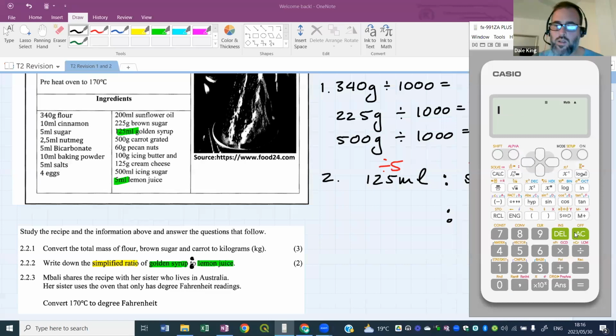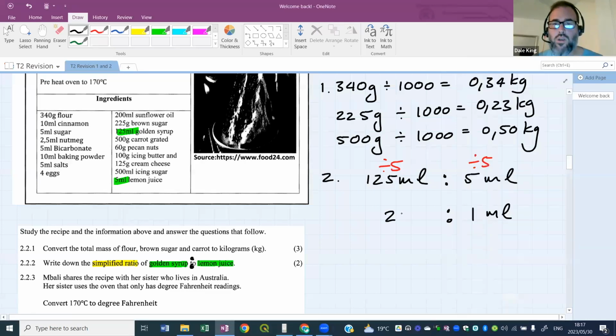125 divided by 5 is 25. So this is 25 on the left. Now, ratios are unitless, so you don't have to write the units there. So 25 to 1 is an acceptable answer. Okay, I hope you guys are getting that. Please feel free to stop me at any time.